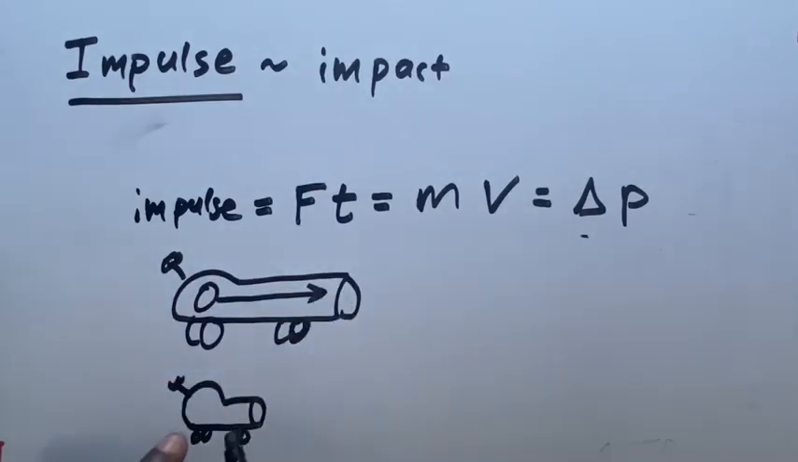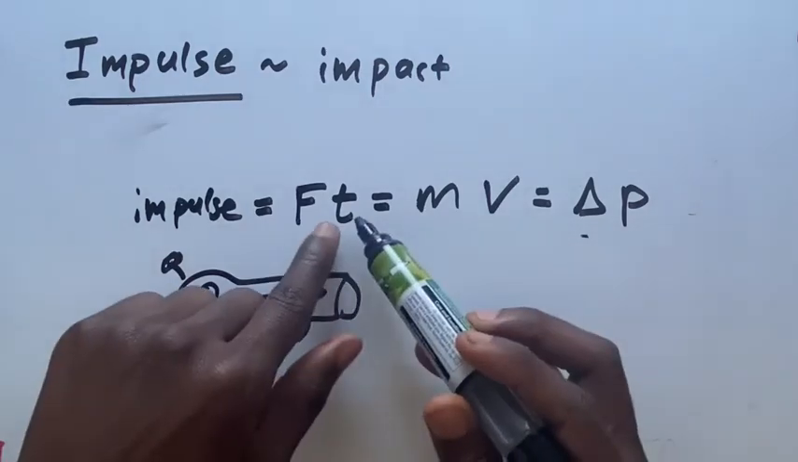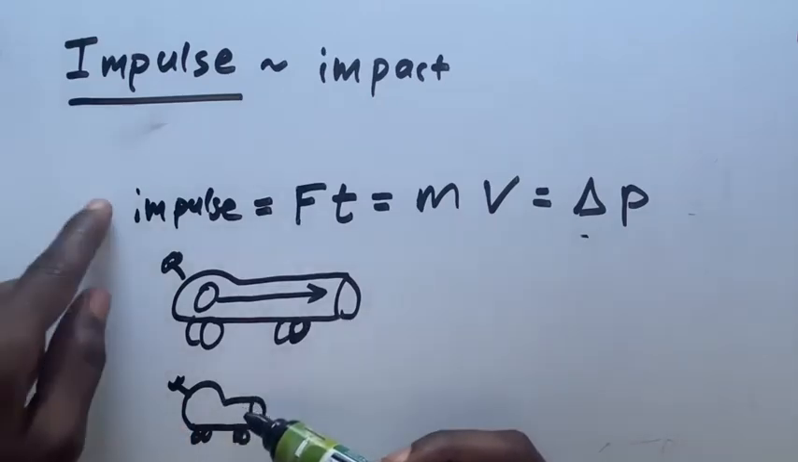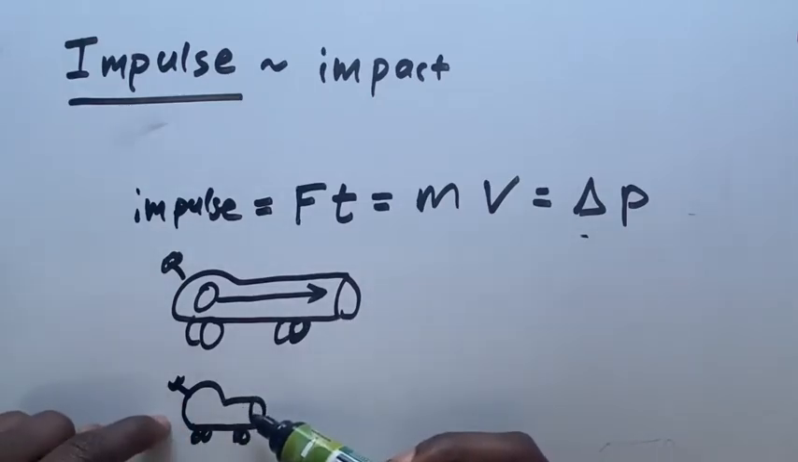Versus this smaller one, it's not going to spend as long inside the cannon, so it's not going to have as great an amount of time as this one. So the impulse for this smaller one is going to be even less.